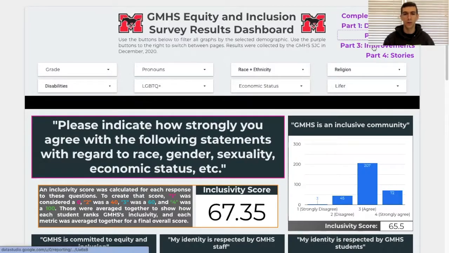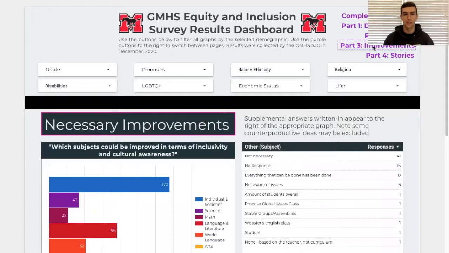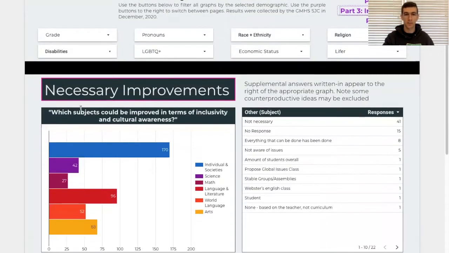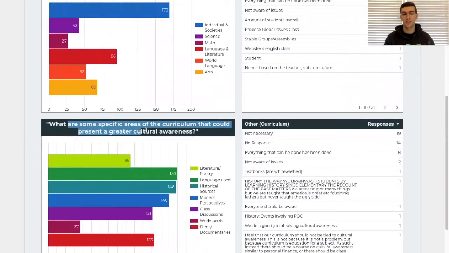There we go. Part 3 is improvements. In the survey, this was represented as a couple of checkbox questions where we asked what subjects could be improved in terms of inclusivity and cultural awareness, and what are some specific areas of the curriculum that could present a greater cultural awareness.